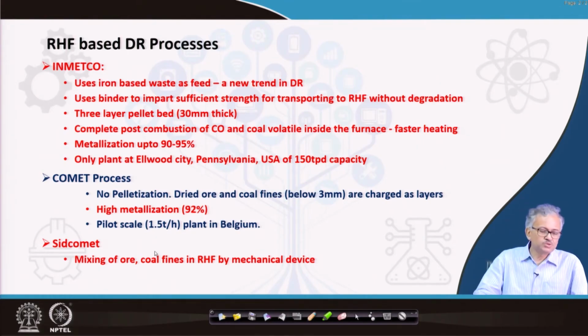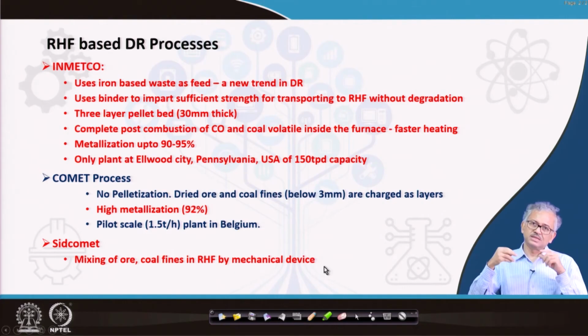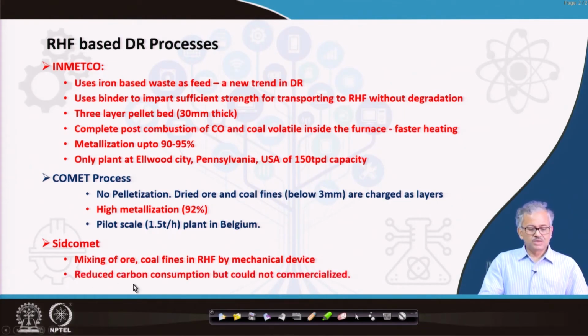So in the Steelmaking process, that was the idea: mixing the ore and coal fines in the RHF by a mechanical device such that they become very intimate, your carbon utilization becomes more and the CO2 generation less, like that. Obviously carbon consumption was reduced, but it could not be commercialized because of some technical problem. This is the Steelmaking process. Okay.